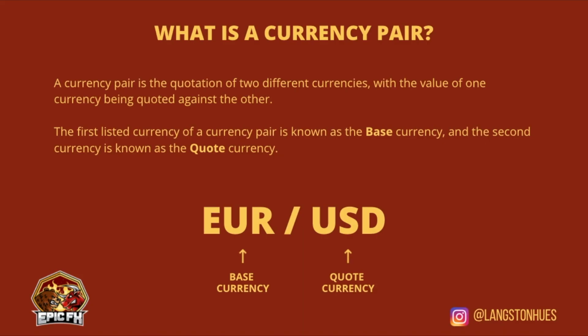So what is a currency pair? A currency pair is the quotation of two different currencies, with the value of one currency being quoted against the other. The first listed currency of a currency pair is known as the base currency, and the second currency is known as the quote currency.